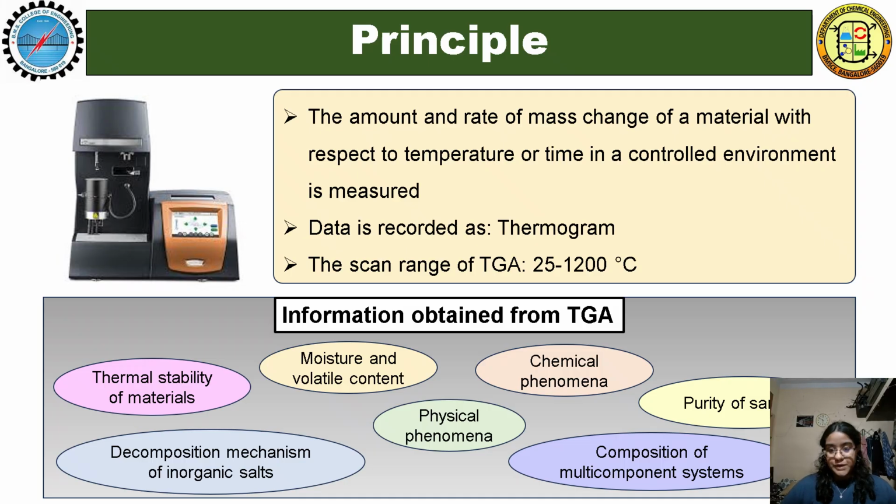So what does the output of TGA give us? It gives us the thermal stability of materials, the moisture and volatile content, the physical and chemical phenomena, the purity of the sample, and the composition of the multi-component systems, along with the decomposition mechanism of inorganic salts.